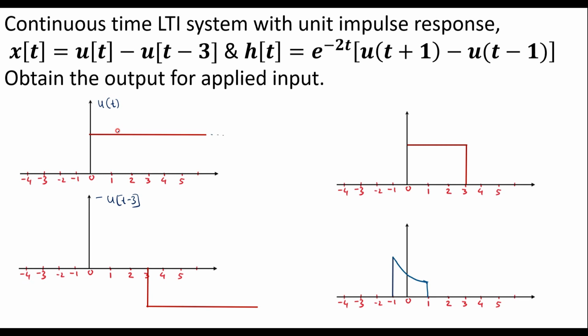Now if we add u of t with minus u of t minus 3, from 0 to 3 there is a step signal. At t equal to 3 its magnitude is 1 in one signal and minus 1 in the other. So plus 1 minus 1 will become 0. So for t greater than or equal to 3 the value of the signal is 0. So that is nothing but the x of t signal, which is obtained by adding u of t with minus u of t minus 3, and which exists for t equal to 0 to 3.